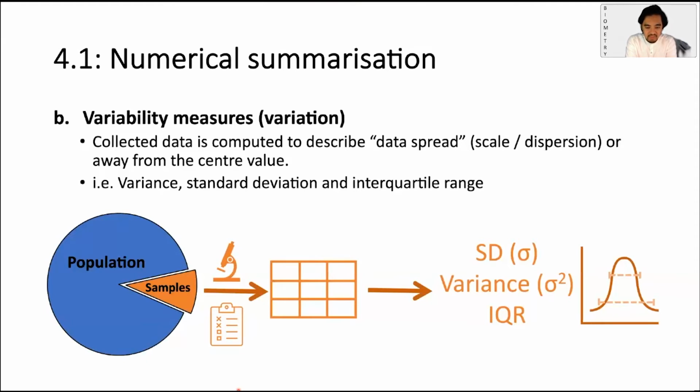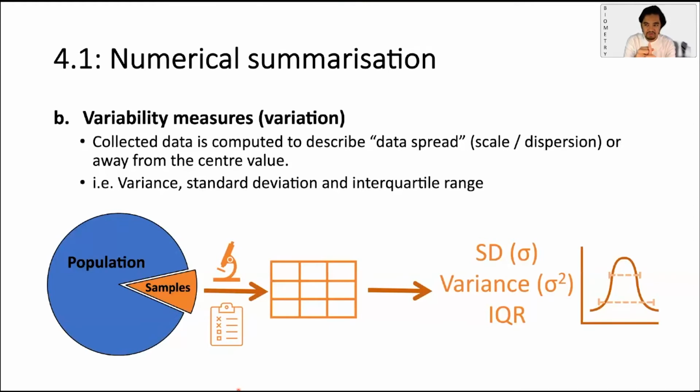So by all means, we are calculating the width, the spread, how spread your data is away from your center value. You calculate the mean, you calculate the median. You want to know how far your data is from the center. For example, you have this data point here. How far is it from your mean? So the calculations that fall under the variability measures are the variance and standard deviation. Not standard error of the mean. Standard error of the mean is not a numerical summarization.